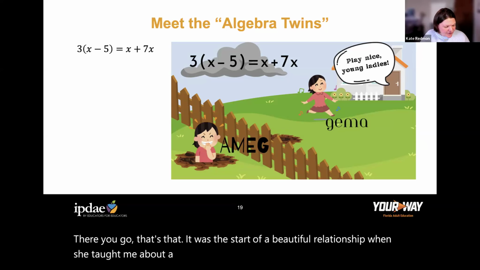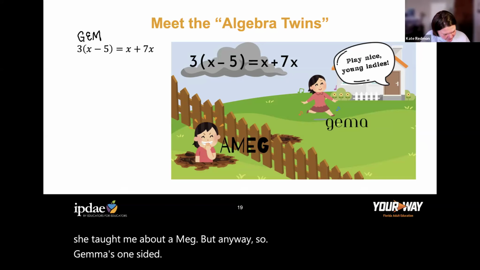But anyway, so Gemma's one-sided, and Ameg's when we start crossing.